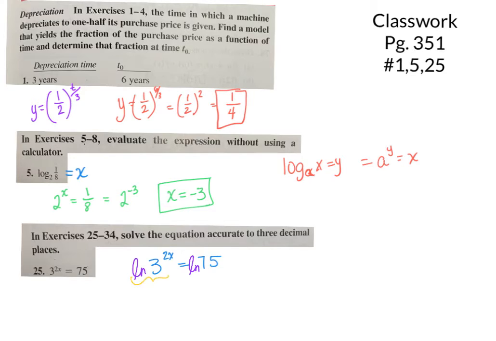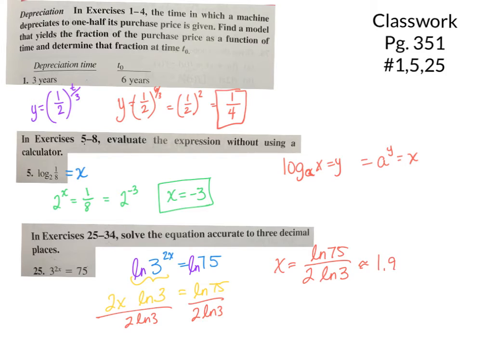Expand this guy right here. Once you do natural log of both sides, I can pull the 2x in the front: 2x ln 3 equals ln 75. And then I can divide both sides by that 2 ln of 3. So x is going to equal ln of 75 divided by 2 ln of 3. That should be your answer there.